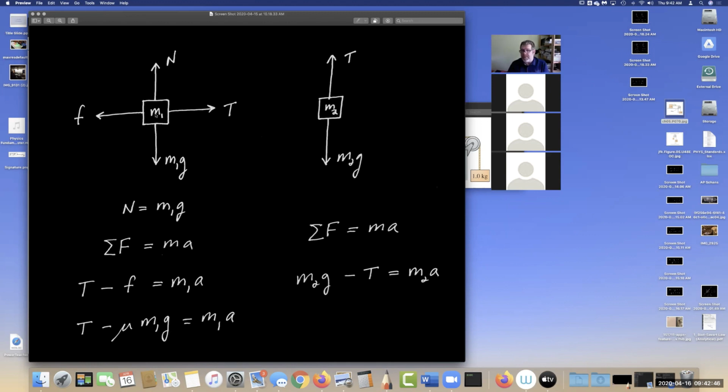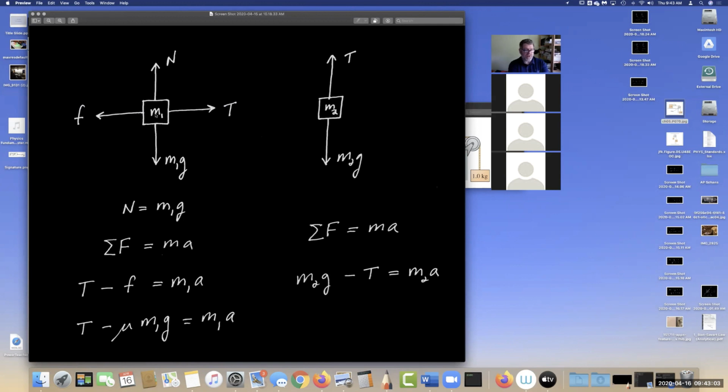It goes badly. But I'm going to be smart. I'll choose downward to be the positive direction. M2G minus the tension is equal to M2A. Now, I said that they have the same acceleration. Am I going to use this equation to find the acceleration? Well, that'd be great, except I don't know the tension.